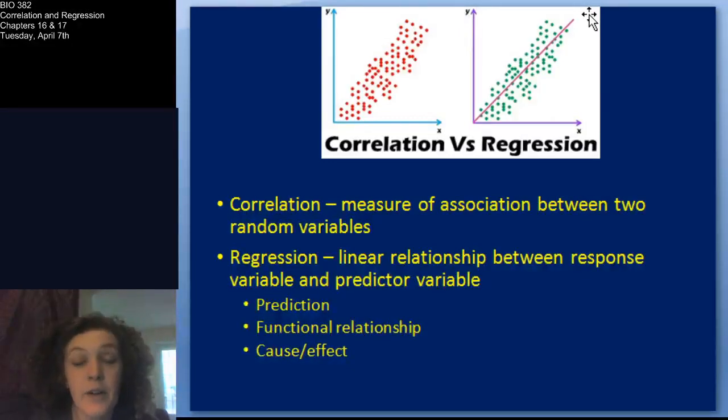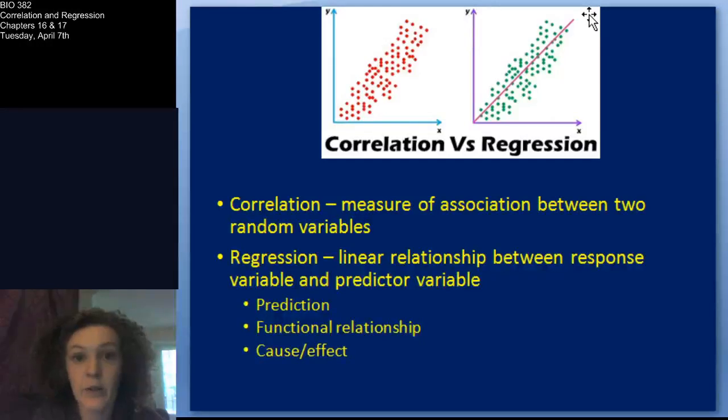Regressions are really useful if you want to make a prediction. If you have a significant regression, you can reasonably predict a value in y based on a value from x. There are some caveats to that, which we're going to talk about in a little bit, but that is one of the functions of regression: you can make predictions. It also provides evidence of a functional relationship, cause and effect. You can reasonably infer cause and effect from a regression relationship where you can't do that from a correlation. Maybe you've heard the adage, correlation doesn't equal causation.